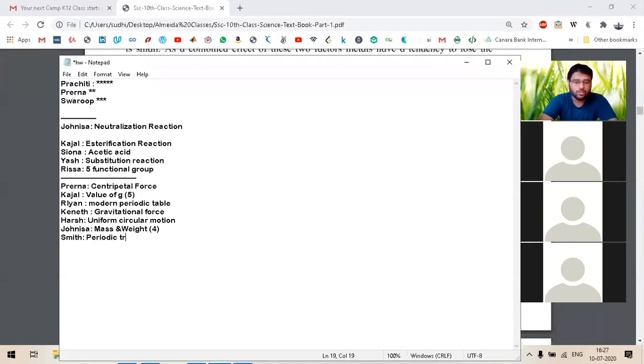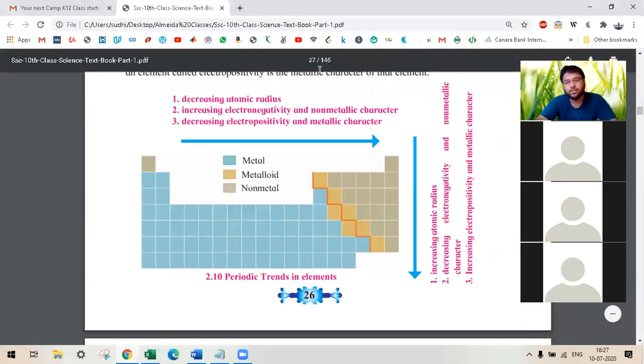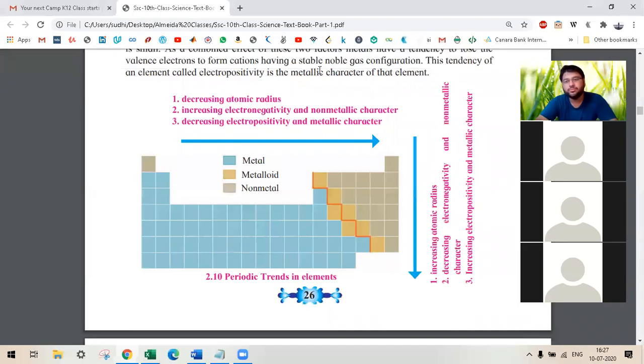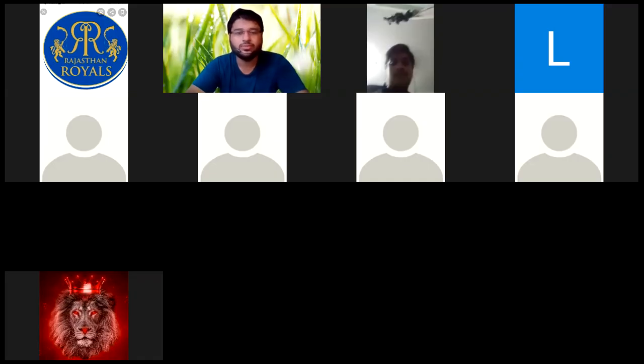I cannot hear. Tell me, Smith, what happened? So that's 6 points we have to write now. Yes, that's 6 points. But you have to mention from left to right and from top to bottom, okay? Is it okay?